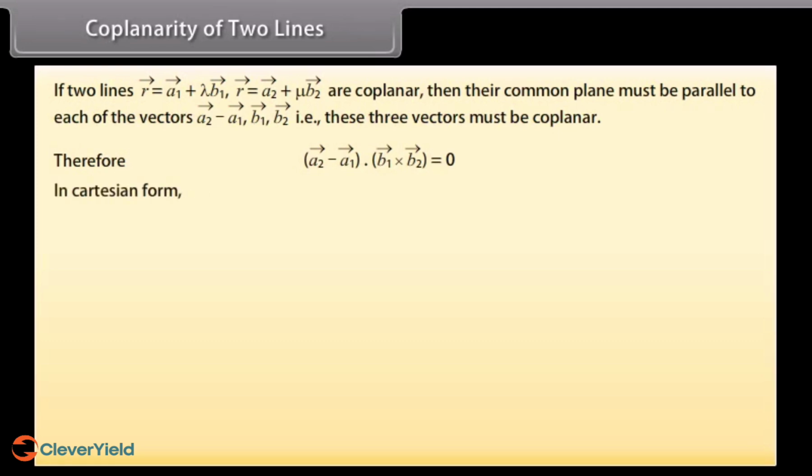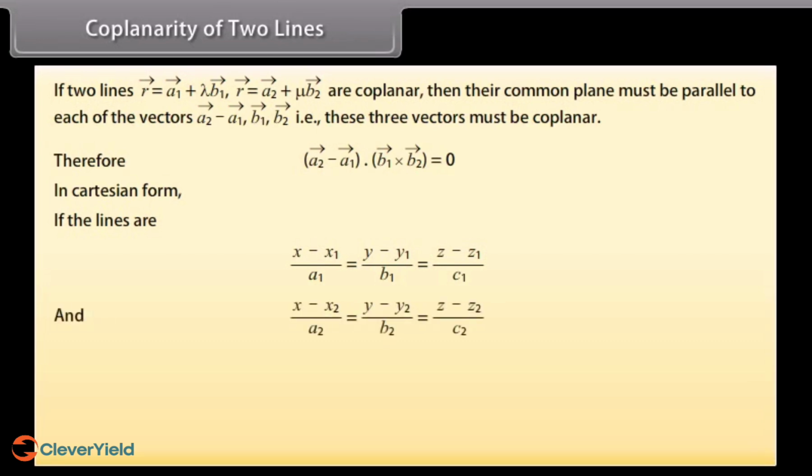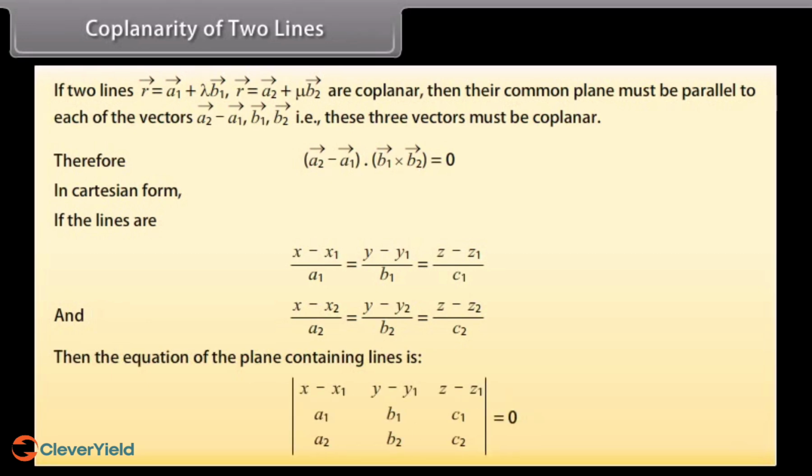In Cartesian form, if the lines are x minus x1 by a1 equals y minus y1 by b1 equals z minus z1 by c1 and x minus x2 by a2 equals y minus y2 by b2 equals z minus z2 by c2, then the equation of the plane containing the lines is determinant row-wise. First row, x minus x1, y minus y1, z minus z1. Second row, a1, b1, c1. Third row, a2, b2, c2 equals 0.